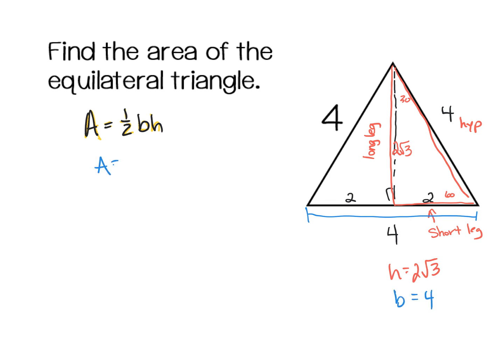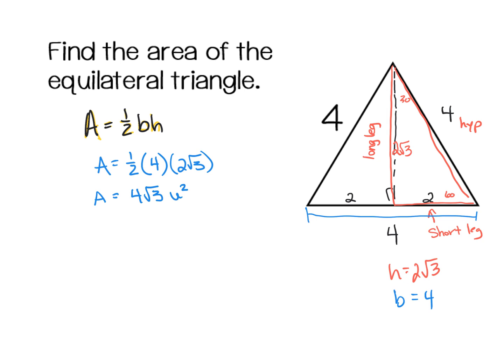So to find my area, I have 1/2. My base is the entire side length, which is 4. My height is 2 radical 3. Now, you're welcome to go ahead and type this into your calculator as is. I'm also going to just multiply it and simplify it first. So 1/2 of 4 is 2, and 2 times 2 is 4. So it's 4 radical 3 square units.